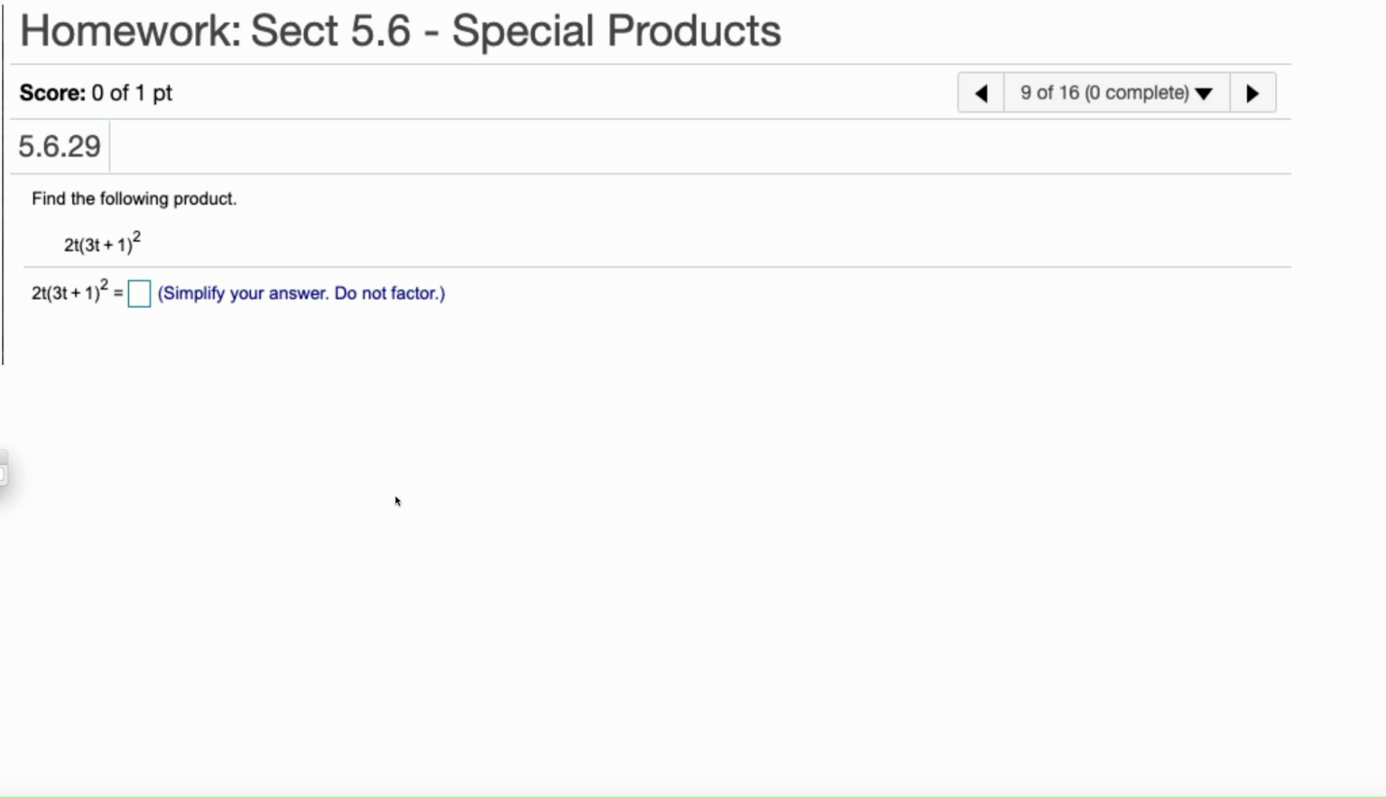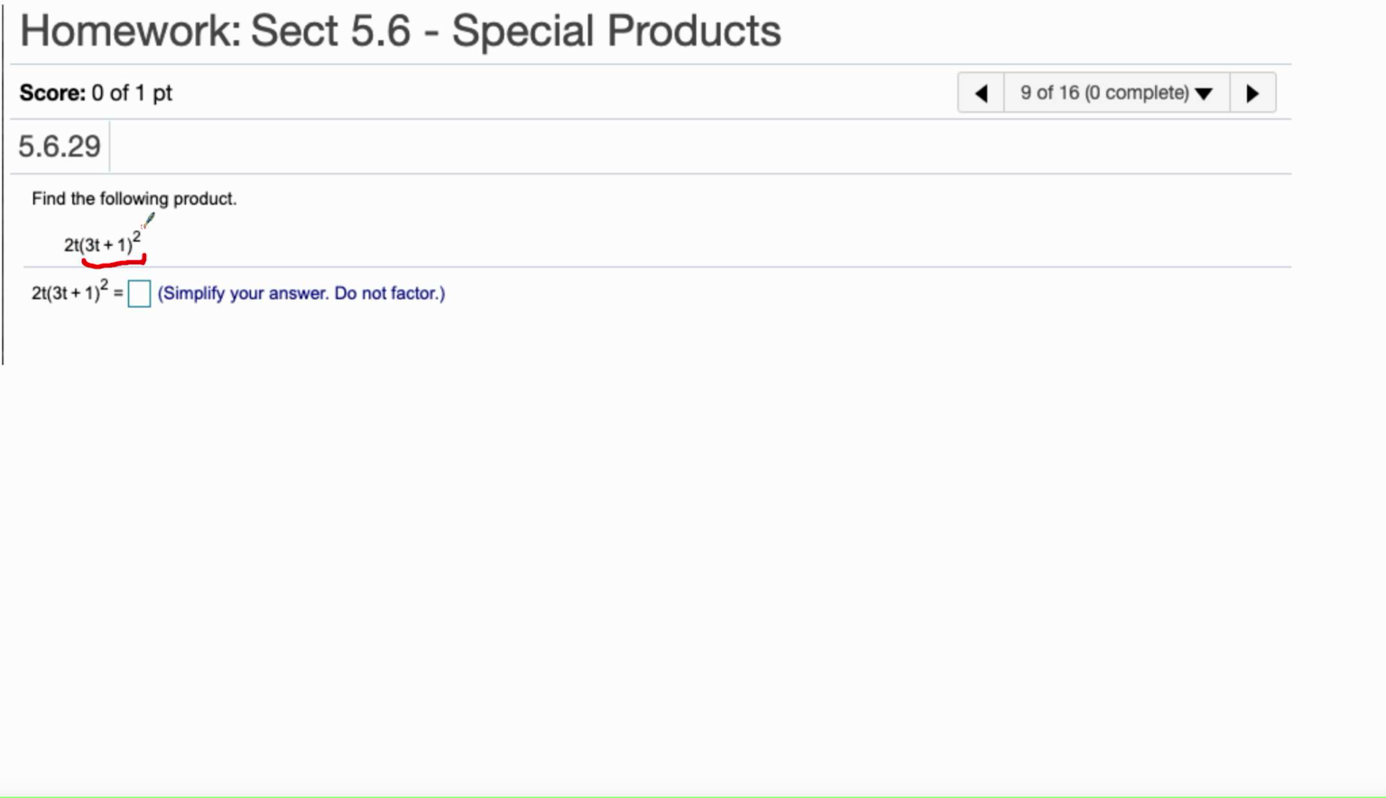Specific example from section 5.6, and that would be like number 9. So number 9, you have what's called a special product because you have a binomial being squared, and then it's also being multiplied by a monomial. So what I'm going to do first is this part right here.